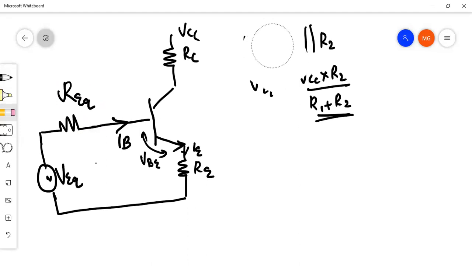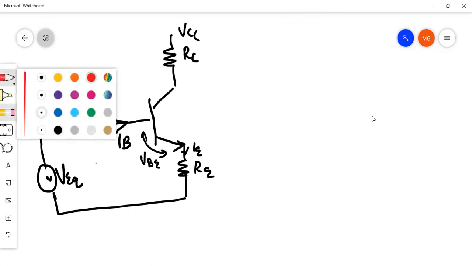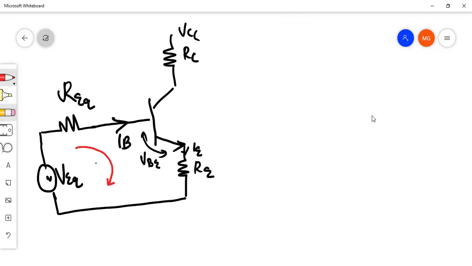Next, I am considering this loop, the input loop. Again, input loop considered. This loop I am considering. V equivalent is the total voltage input.